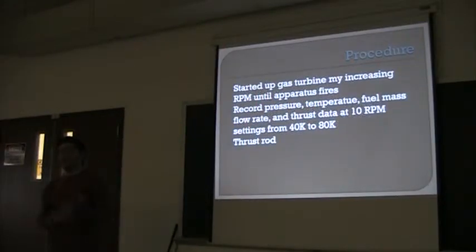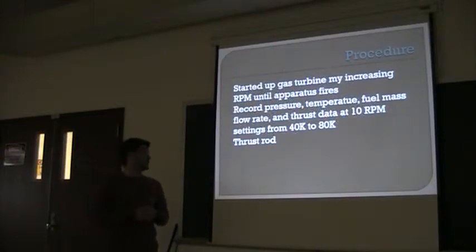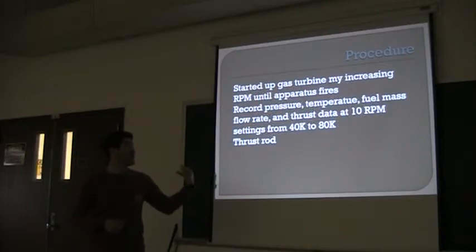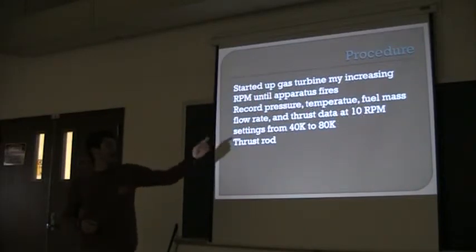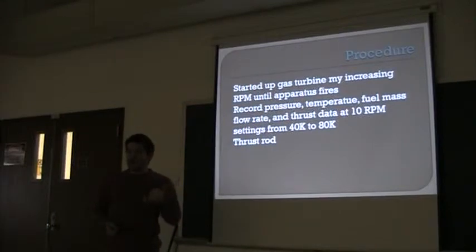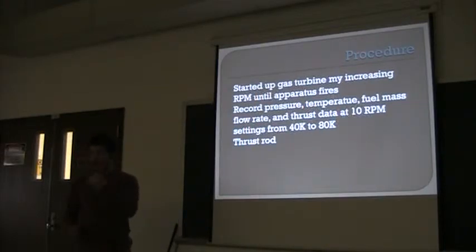And from a recorder standpoint, the data we wanted to gather was pressure, temperature, fuel mass flow rate, and thrust data. Each of these points will be taken at different RPMs. We were supposed to do 10, but we actually got 9, from 40,000 to 80,000 RPM. Also, we were given data from a factory model, but I'll talk more about that later. Also note that there's a thrust rod mounted to the bottom of the apparatus, which would also link to the stand. That measures the thrust force that was outputting from our turbine engine.